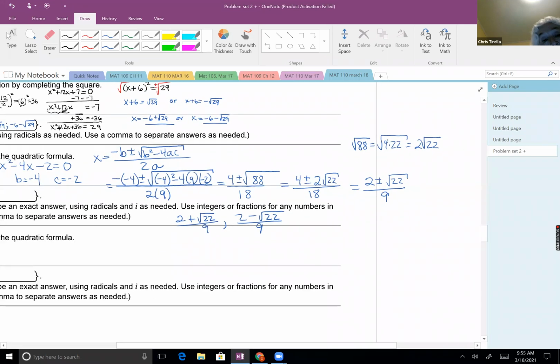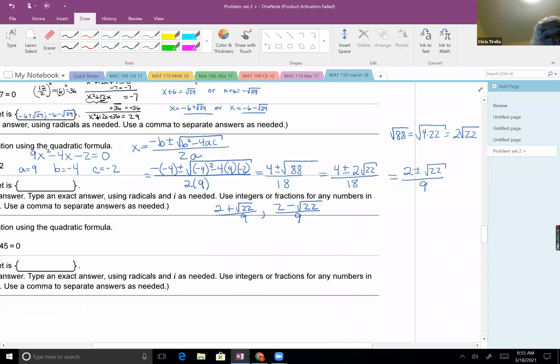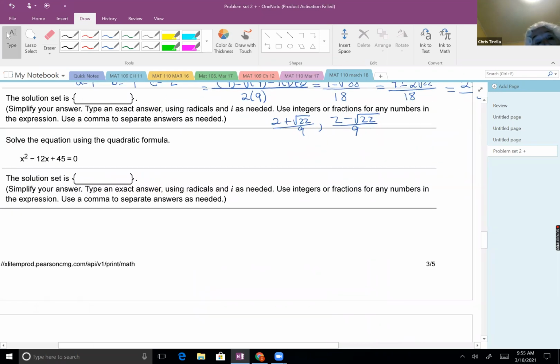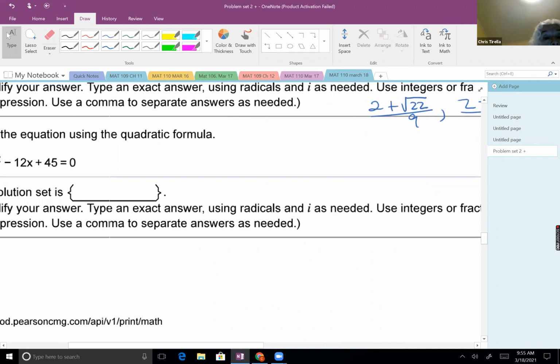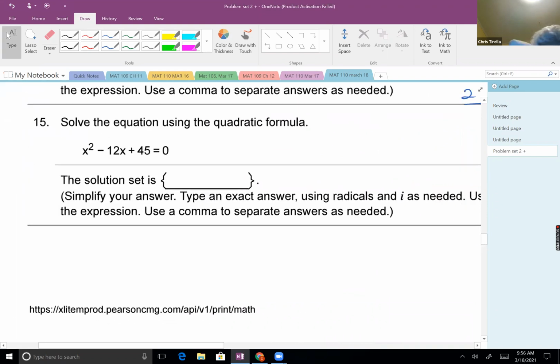If so, the next one asks you to again solve using the quadratic formula. This one's already in descending order, so you need to just identify A, B, C, and substitute. So why don't you folks go ahead and do that? And I'll wait a minute or two before I get started.